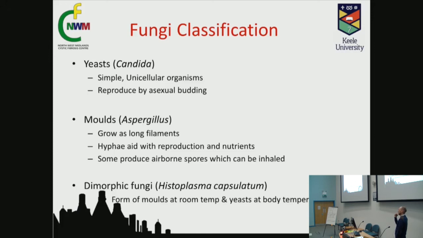You then have the more complex fungi, which are molds. A good example of this is Aspergillus. They tend to grow as long filaments. They have hyphae, and the hyphae that they produce help them to gain nutrients from their surroundings and also aid with their reproduction. Some molds will produce airborne spores, and a good example of that is Aspergillus. They produce spores, and once they're in the air, these can be breathed in. So if you do have an immunodeficiency, you can get a respiratory infection with Aspergillus.